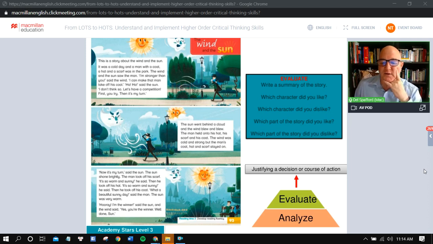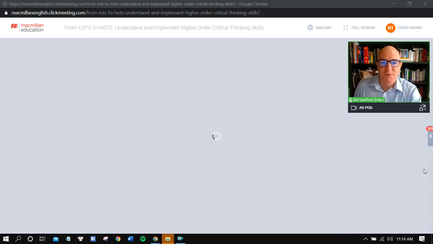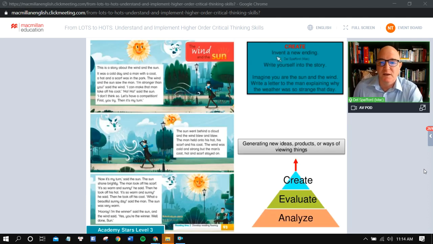And then looking at create, similar to what we had in the staircase. Invent a new ending, write yourself. Imagine you're the sun and the wind and write a letter to the man explaining why the weather was so strange that day. So that would be a really creative way of showing understanding and getting students to understand.